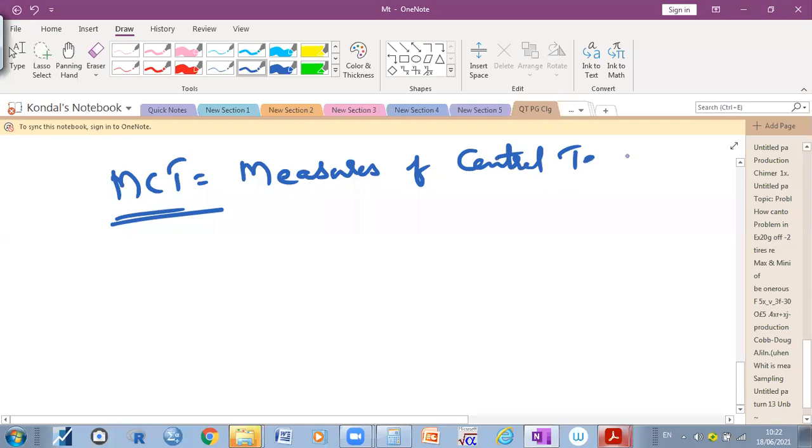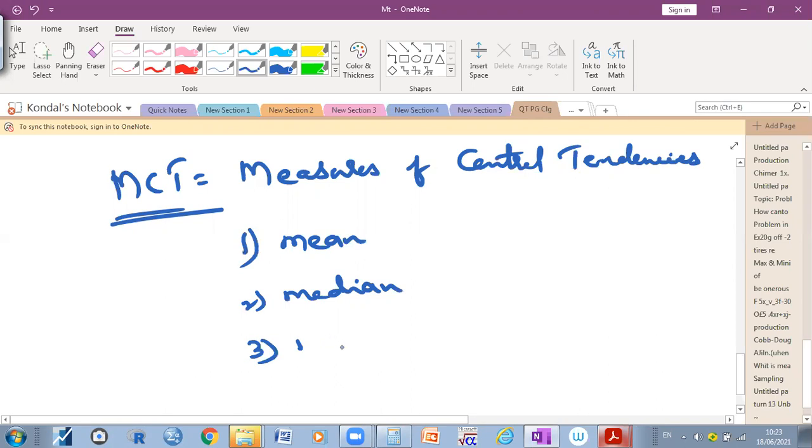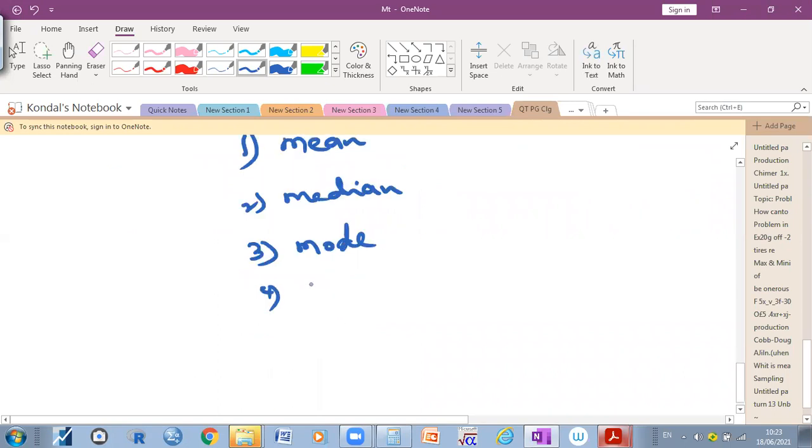Central tendencies. Sometimes we can use tendency or tendencies. So here, first one, mean. Second one is a median. Third one is a mode. Fourth one is a geometric mean. Fifth, harmonic mean.